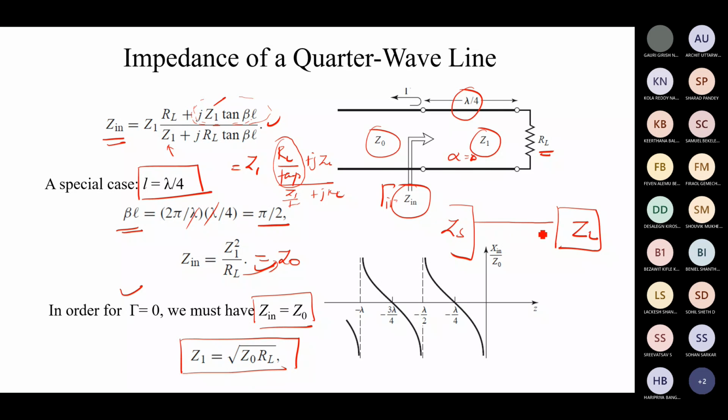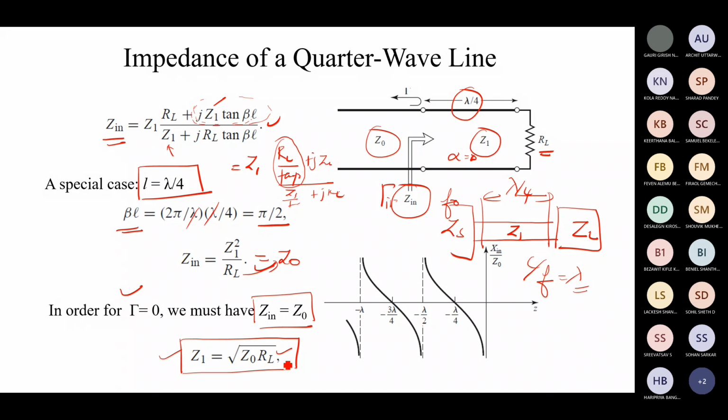You take a transmission line of exactly lambda by 4 length. How to get the lambda by 4 length? I already know the frequency. So C by F will give the lambda. Say lambda is some 10 meters. So 10 meters divided by 4, you will get 2.5 meters. So you take a 2.5 meter transmission line whose impedance is Z1. That is what is calculated here. So this can be easily calculated, is it?